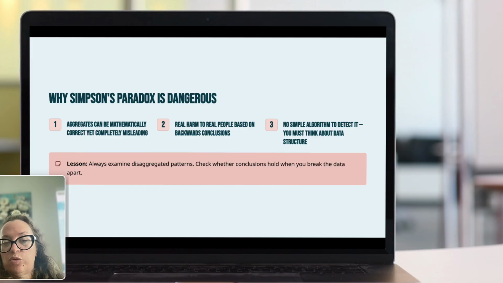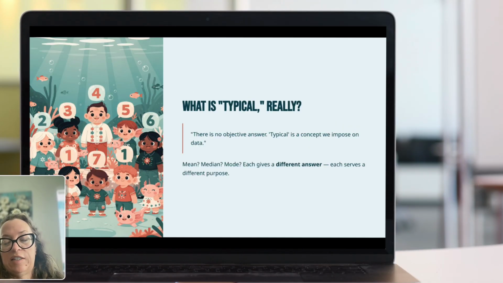People differ in countless ways. Any summary statistic loses information. As you summarize, you lose information. So a single number can't capture the richness of a distribution. The question isn't what is the true central tendency. That question has no answer. The right question is what summary is most useful for my purposes. Different purposes require different summaries.